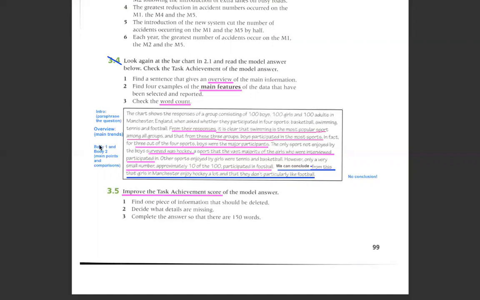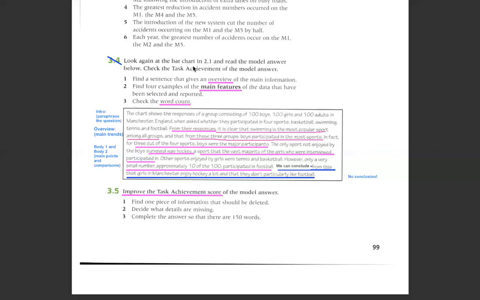Next, you need to write about the main points and make comparisons. Okay, so this is your body 1 and body 2. So you look at all the main data and then you make comparisons about it. Okay, what is the same and what is different?